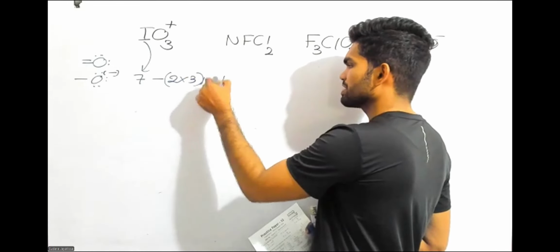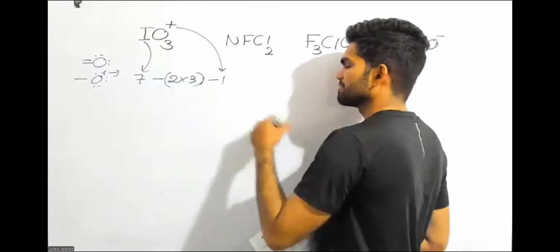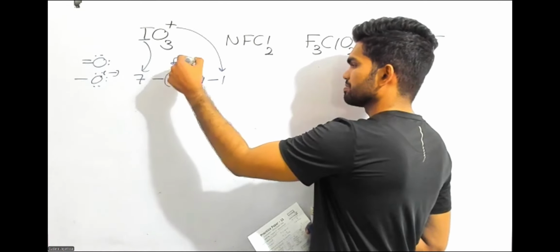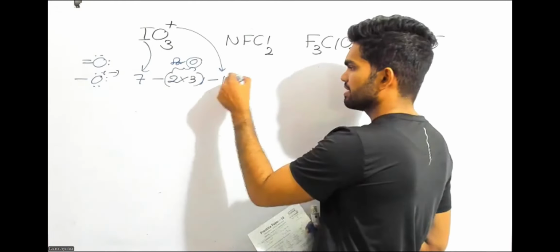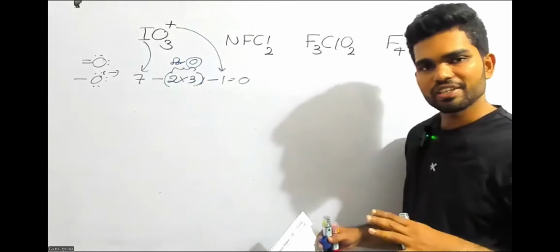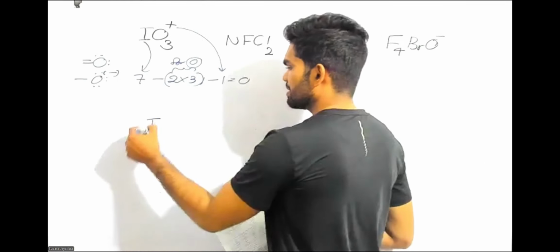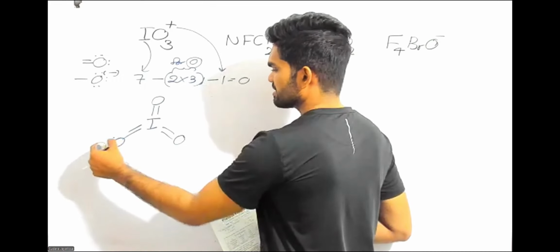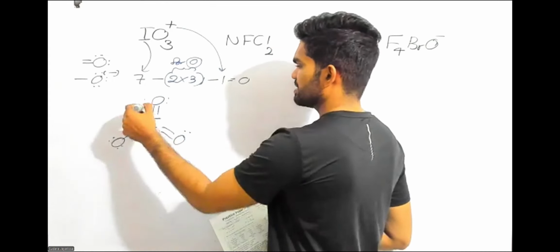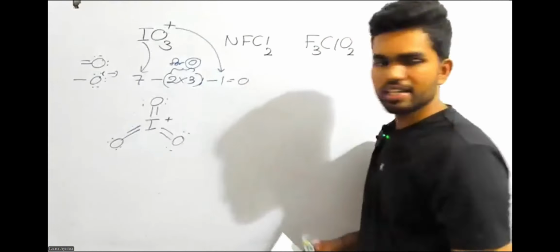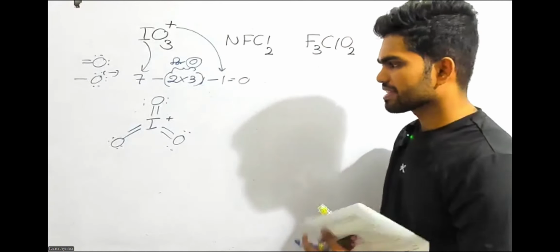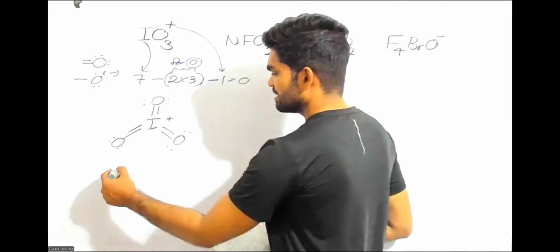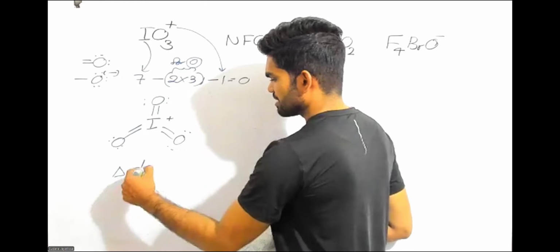That one is also subtracted because of the positive charge. These electrons are for oxygen. So nothing is left. Understood? So around iodine we have a structure like this, and iodine is having the positive charge. So what is the electron pair geometry? You can see the shape is also the same: trigonal planar.